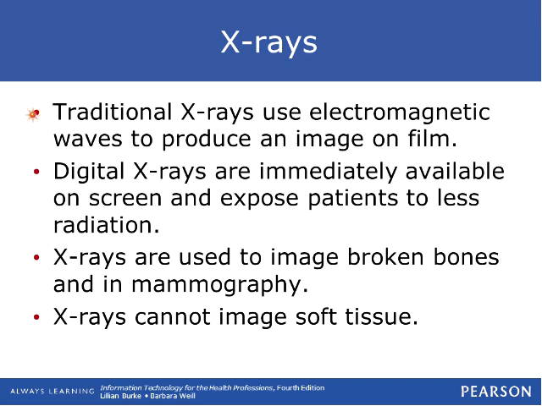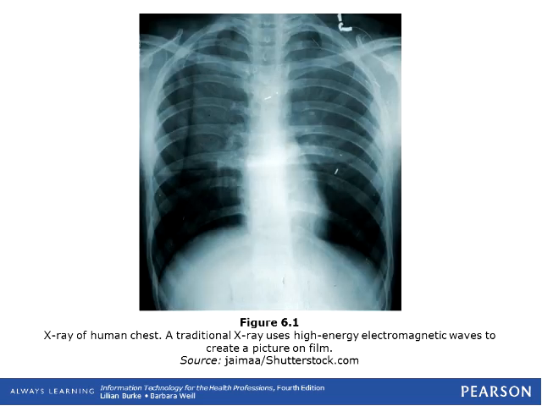Now, when we look at X-rays, traditional X-rays use electromagnetic waves to produce an image on film, radiation, if you will. And digital X-rays are immediately available on the screen from that technique and expose patients to less radiation. So we can get a better look at the information. We have to submit patients to less radiation to get the picture, and we get a better picture. So X-rays are used to image broken bones, in mammographies. They can image hearts. They can image lungs and all that kind of thing.